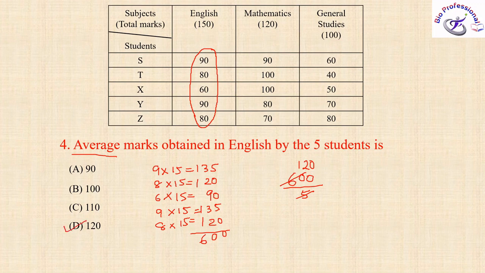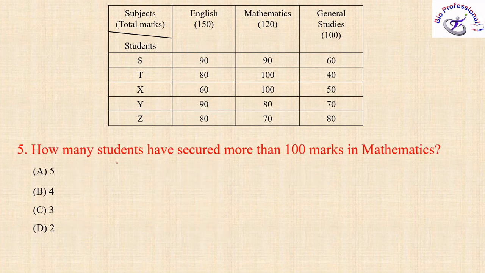So 120 is the correct answer. Let's move on to the next question: how many students have secured more than 100 marks in mathematics? So this is marks, more than 100 marks.